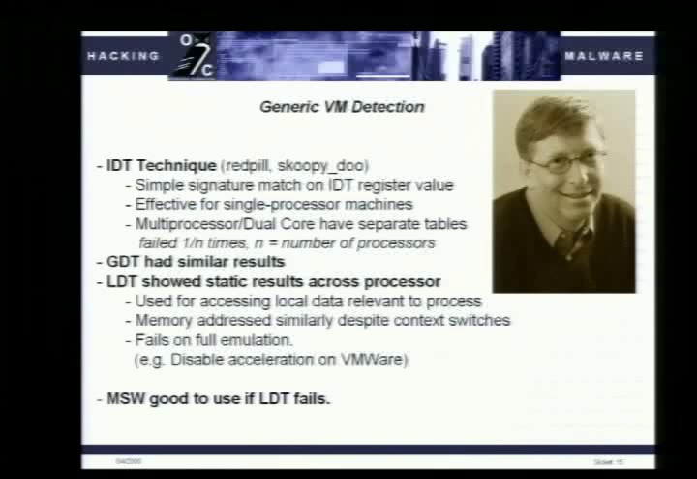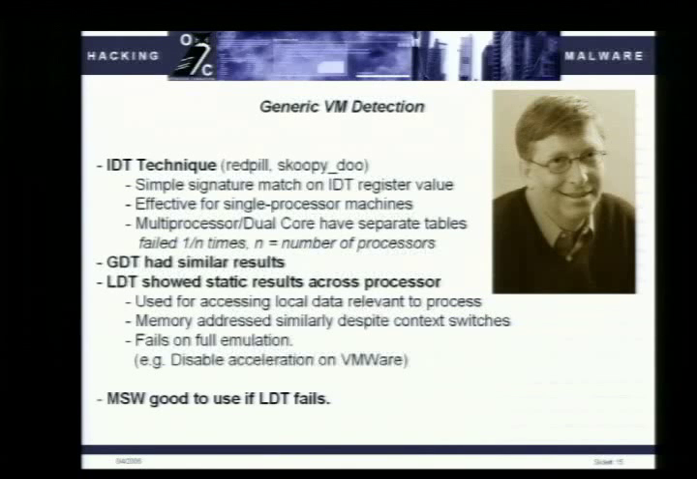The global descriptor table had similar results. It was ineffective in discovering this. The only thing that was useful was the LDT. You could see it across a parallel system, and it always had the same value. And this is, since it's used for accessing local data, it's all operating system dependent, but for our case in Windows, it worked quite nicely. So memory is addressed similarly on the context switch.